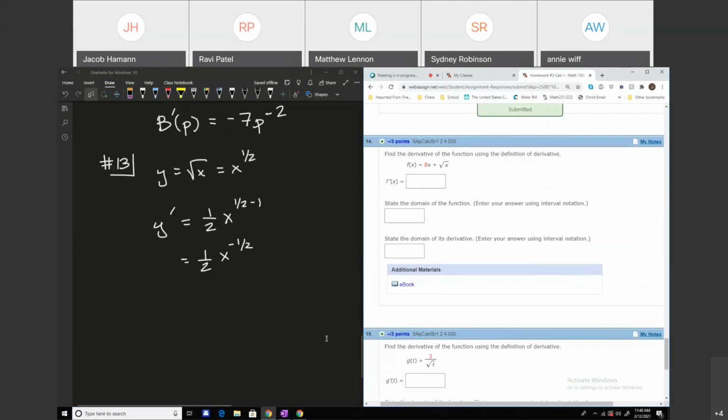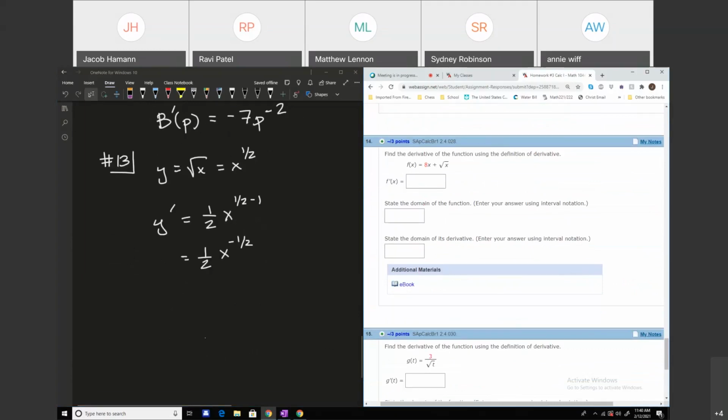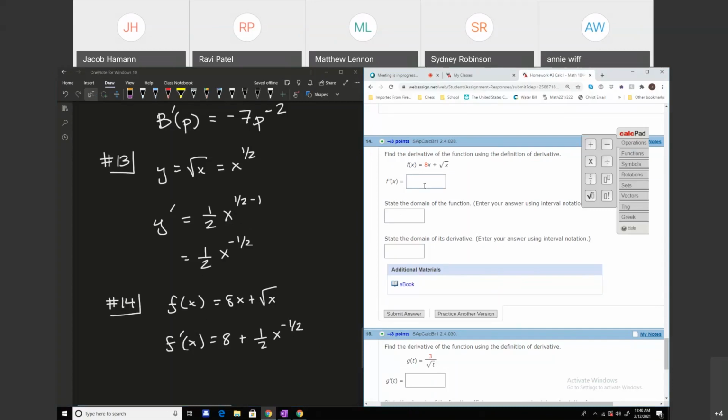Okay, number 14. Find the derivative. We just found the derivative of the square root of x, so that makes number 14 a whole lot easier. The derivative of 8x will just be 8. And then we just figured out the derivative of the square root of x is 1/2 x to the minus 1/2. So we have the derivative pretty much right away.